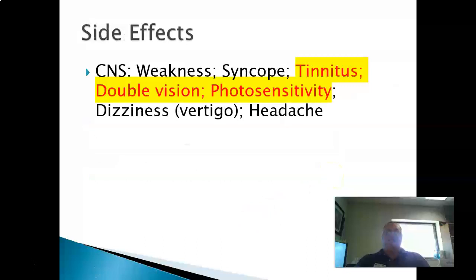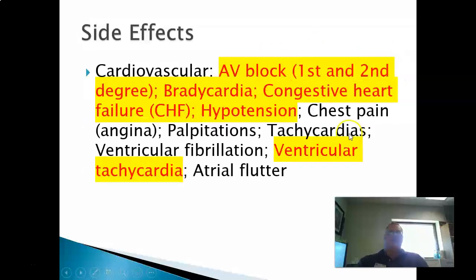Some of the side effects: they'll get really sensitive to light. They may see double vision, and they will complain of ringing in the ears. That's a really common one. Again, your AV block: the problem with giving this drug is that it's designed to slow down conduction through the AV pathways. The AV node, the bundle of His, it slows all of that conduction down, which can unfortunately bring about bradycardia, first-degree blocks. It can exacerbate CHF, and it definitely will drop the blood pressure on you.